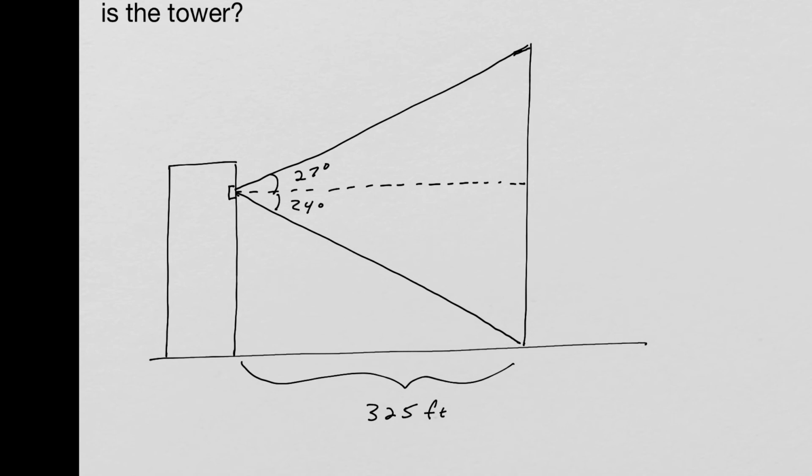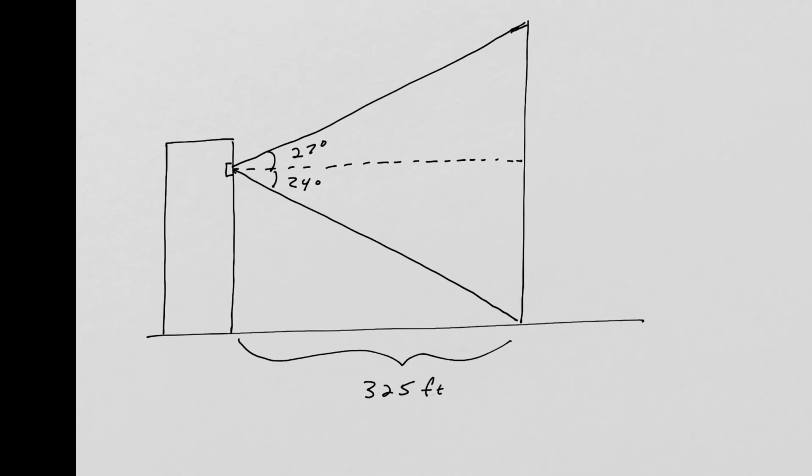Okay, and the goal here is to figure out how tall the tower is. Let me call that h for the height. So I want to figure out the height of the tower, h. Well, that's not easy to do directly. However, if you look at this, I sort of have a right triangle on top, and I have one on the bottom. So using that information, can I find this distance first?